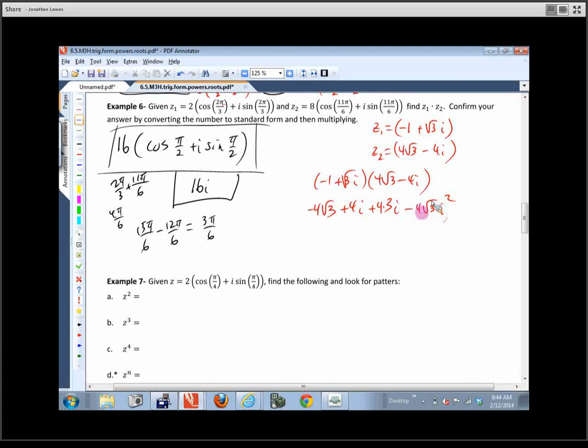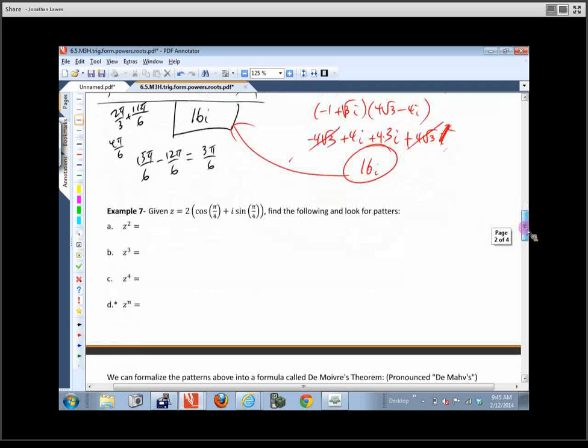What does this count as? A positive. Those two go away. So I end up with 4i plus 12i, which is 16i. Which one's easier? By far. Even if you were given these numbers to begin with, this is a really quick process to figure out. So everybody see that it does indeed work.